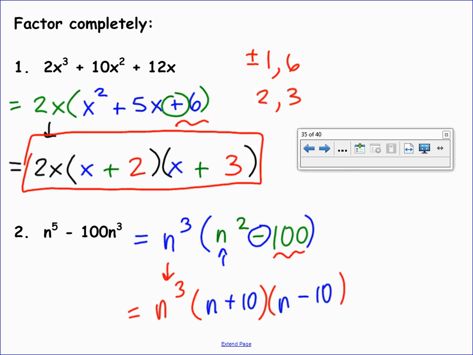That's great news because my outer product, negative 10n, and inner product, positive 10n, would sum to give me 0n, so I wouldn't have a middle term, which is why we had a green binomial in the first place. So we're doing well.